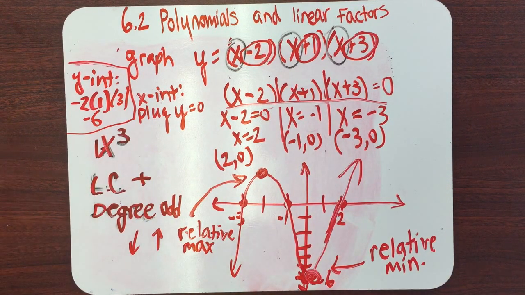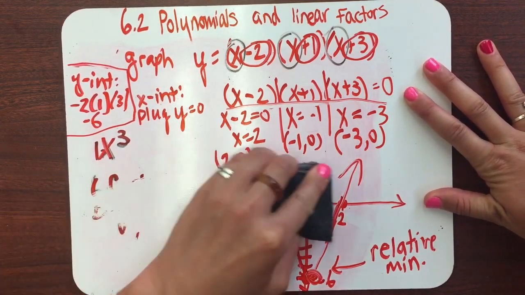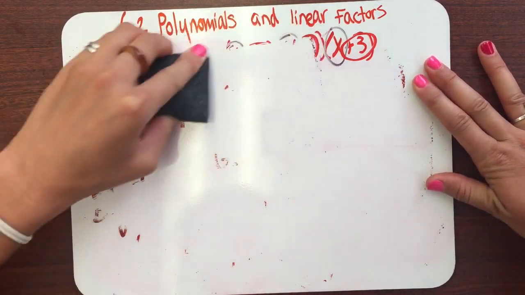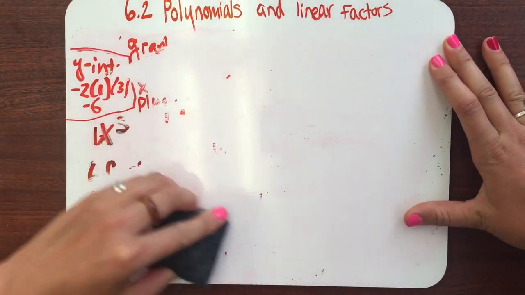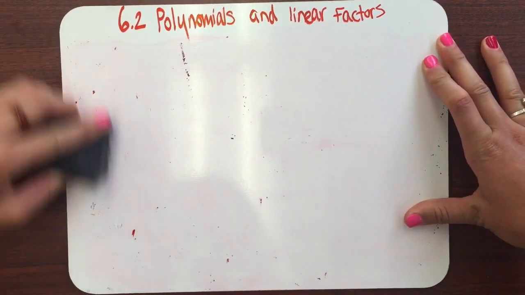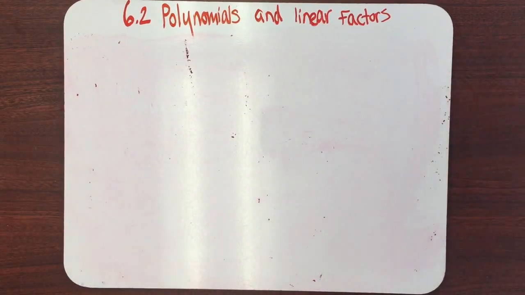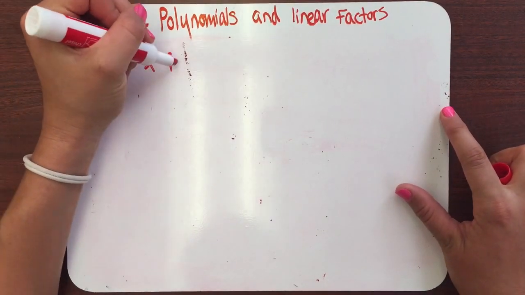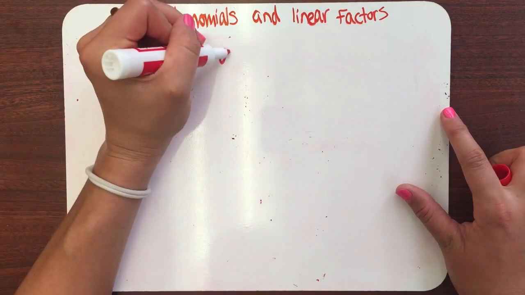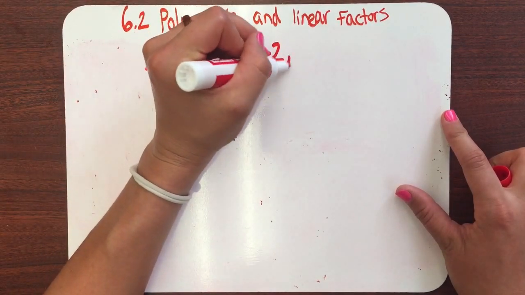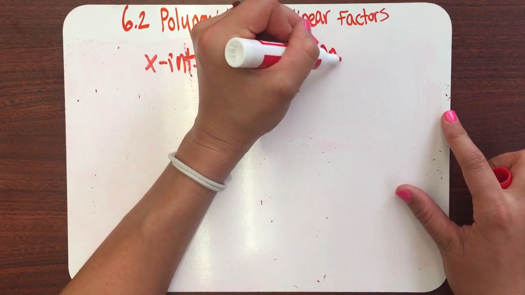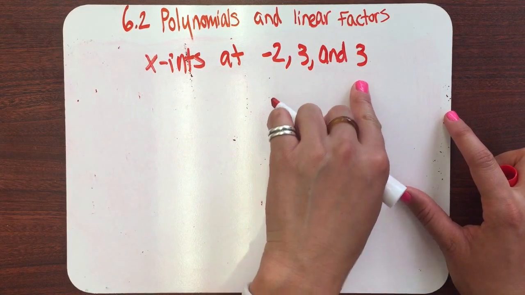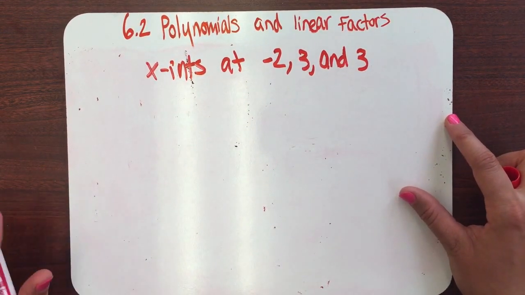Okay, we're also going to go over, if we're given the x-intercepts, how to write it into factored form and standard form. So let's say, for example, we're given that we have x-intercepts or zeros at negative 2, 3, and 3 again. Just by giving us that, we know this is going to be a cubic because it's 3 numbers.